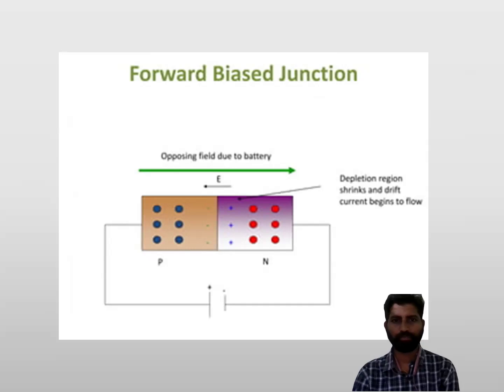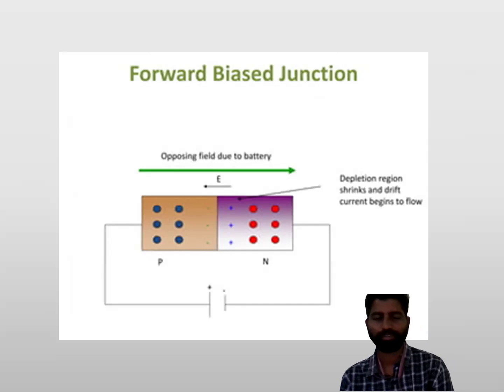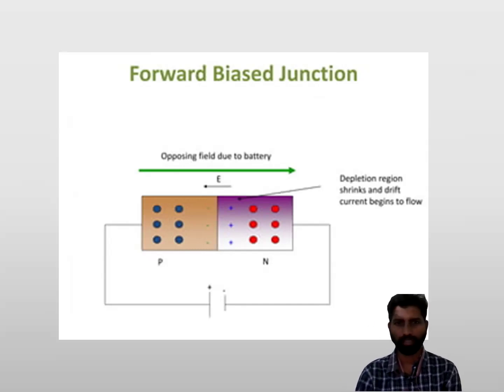So there should be some opposing force to overcome this potential barrier, so that the depletion region, which acts as a wall between the P and N material and does not allow the charge carriers to flow, decreases. That's why we call it an insulator. To overcome this, we need to apply an opposite force to shrink the potential barrier voltage in the depletion region. For that purpose, we apply an opposing force from a battery.